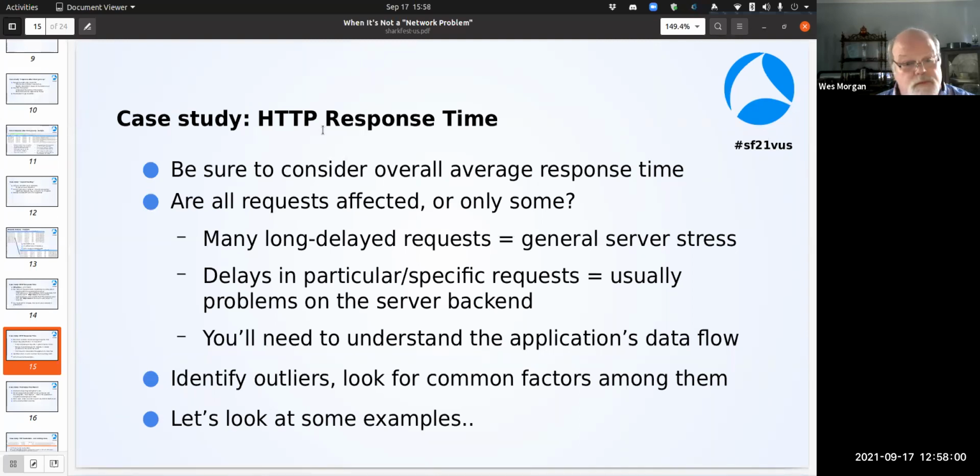We're going to follow the same general outline. We're going to look for outliers, and then we're going to look for common factors among them. So let's take a look at a few examples.